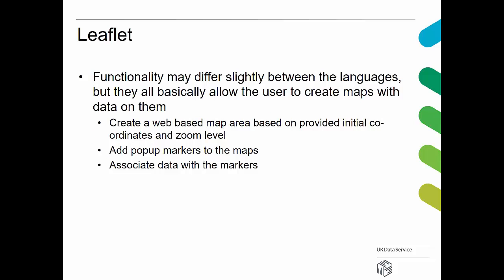The functionality may differ between the language implementations, but generally for most of the usual, common things that you want to do, you find all of the functionality you wanted, certainly in the R implementation. You can create a web-based map on the provided initial coordinates and zoom levels, so you can zoom in on the map and move the map around on your canvas or your web browser. You can add pop-up markers to the map, and the pop-up marker typically will denote the place, and within the marker, it allows you to have the data associated with that point on the map.